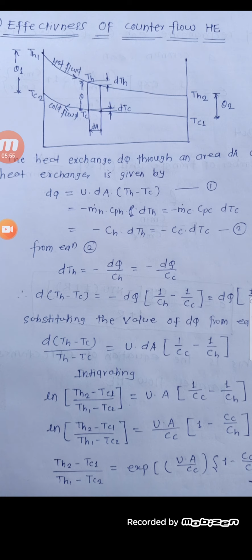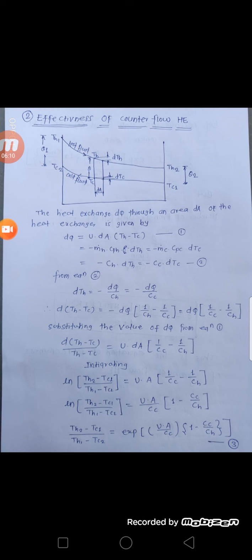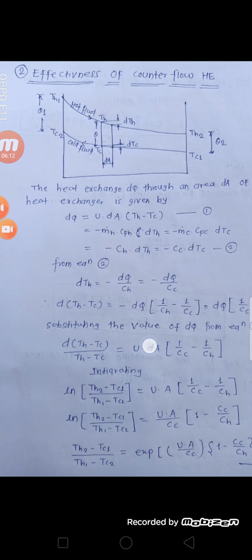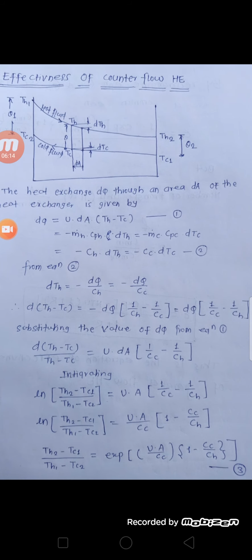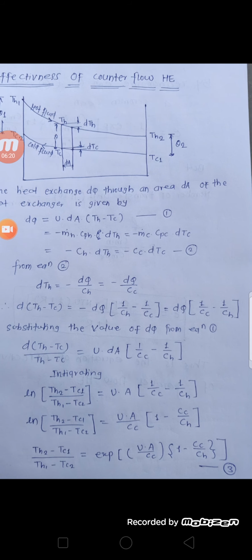So dTh minus dTc. Here the equation is wrong. So what is that equation? dTc is equal to minus dQ upon Cc. So dTh minus dTc is equal to what? Minus dQ into bracket 1 upon Ch minus 1 upon Cc.